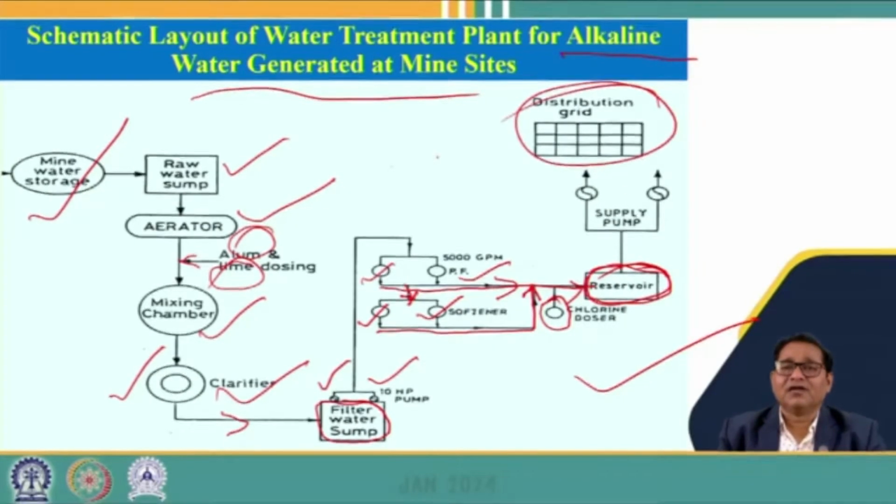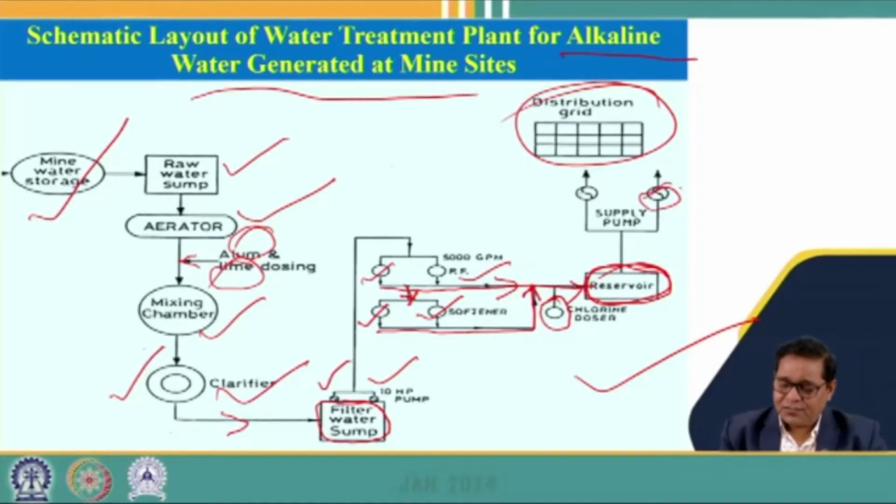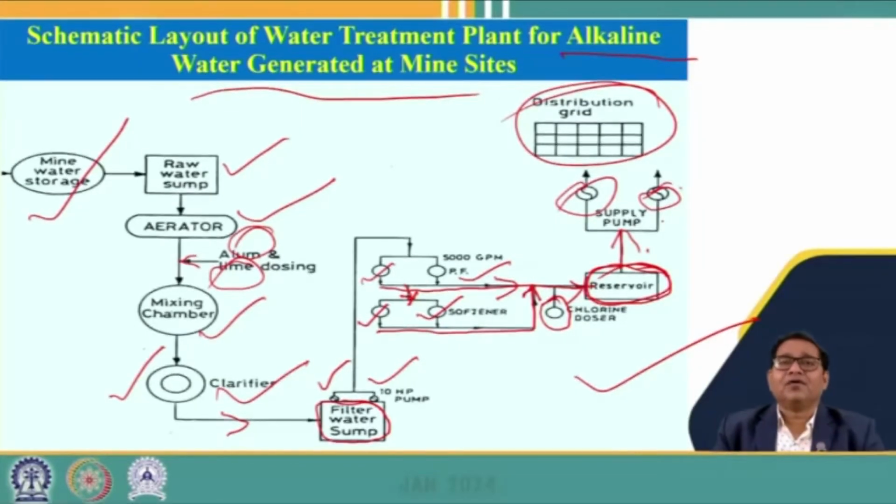So these are the nearby distribution supply systems, where using these two pumps, the entire mine water will be supplied for drinking purposes. So these are the treatment technologies that have been proposed and are working in most of the mines, and they are converting this alkaline mine water for its safe utilization as drinking water and many other activities.